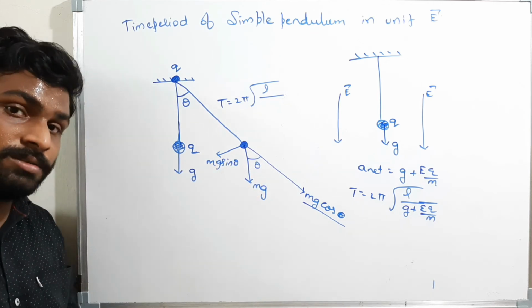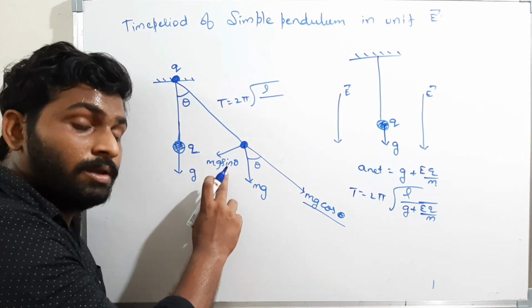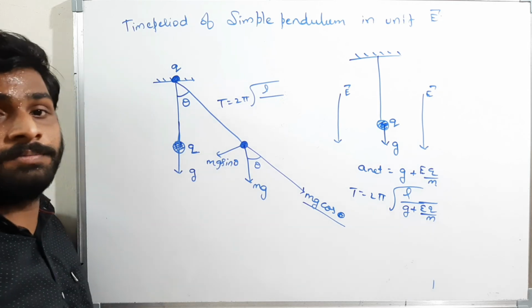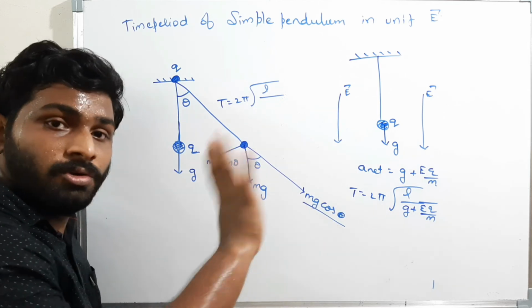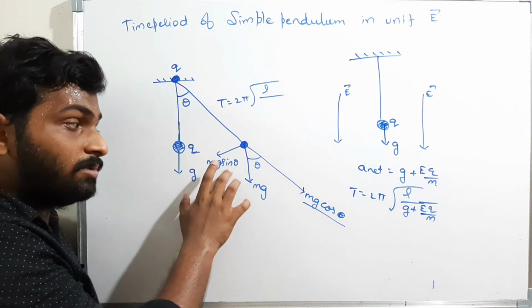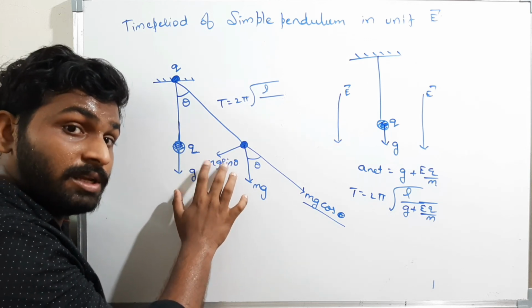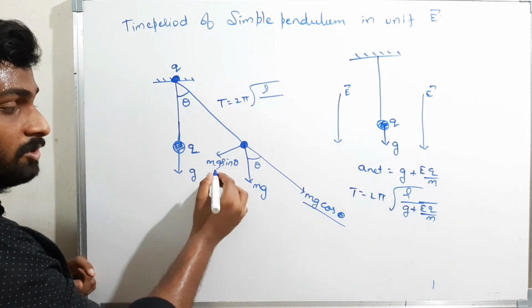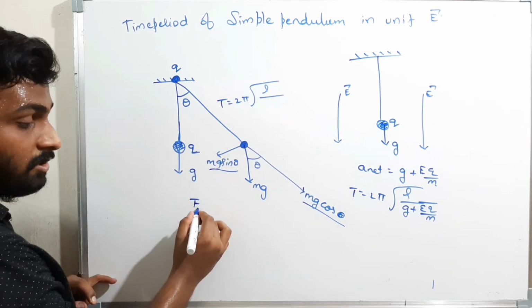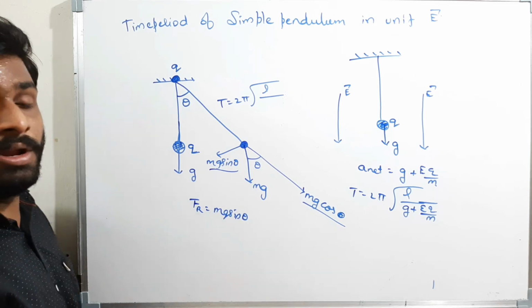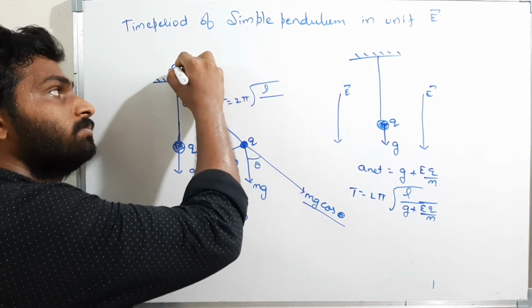You study this in oscillations. Now observe carefully. Which is the force which is bringing the pendulum back to its position? mg cos theta won't do anything. It won't bring this charge back to its position. Only mg sin theta is the force. This is a restoring force which is bringing the bob back to its position. That means the restoring force is mg sin theta.